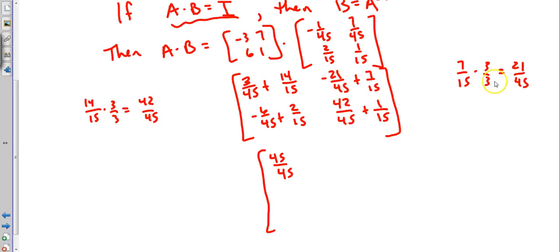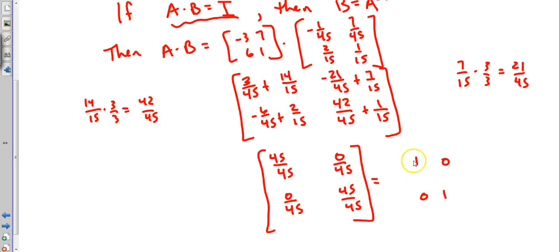So we get a -21 and a +21, and that gives us 0/45. Down here we've got -6, and again with the common denominator multiplied by 3, we get -6 and a +6, which gives us 0/45. And then over here, multiply this by 3, we get 42 plus 3 over 45, which gives us 45/45. And we know that this is equal to 1, 0, 0, 1 when we simplify, and that's what we needed. We needed the identity matrix.